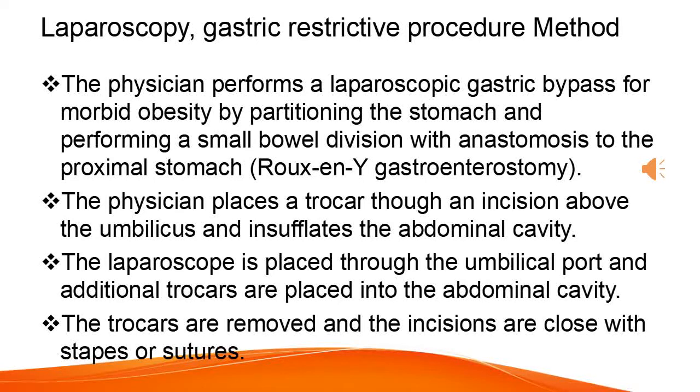The physician places a trocar through an incision above the umbilicus and insufflates the abdominal cavity. The laparoscope is placed through the umbilical port and additional trocars are placed into the abdominal cavity. The trocars are removed and the incisions are closed with staples or sutures.